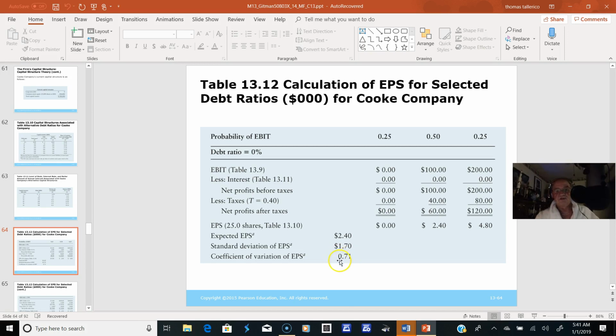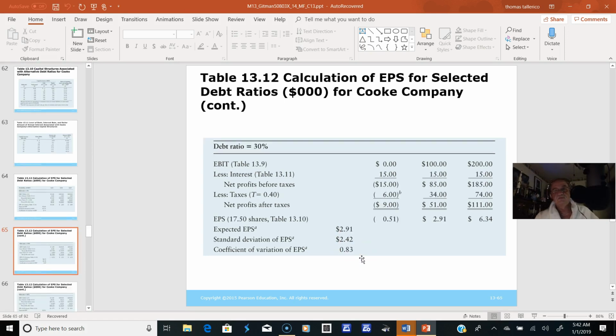In fact, to get the coefficient of variation, you just take the standard deviation and divide it by the expected earnings per share here. And you should get 0.71. You should try that. All right, now here's the same calculation with a debt ratio of 30%. So here's the interest, right? Here's the interest. And again, the probabilities are the same, right? And the only thing that will change is the amount of interest you're going to pay, and then the taxes on this. And you go through this calculation again.